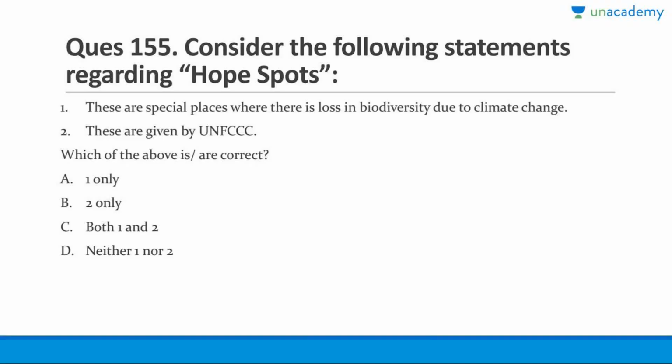So question 155. Consider the following statements regarding hope spots. These are special places where there is loss in biodiversity due to climate change. Wrong. These are given by UNFCCC. No, yaar. So these are wrong. So answer is D, neither one nor two.